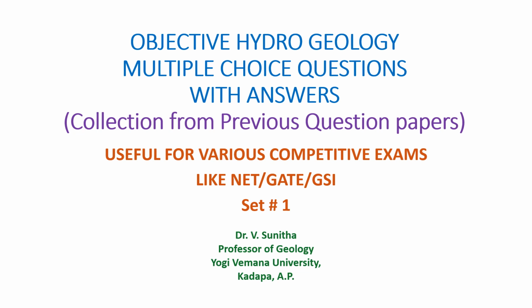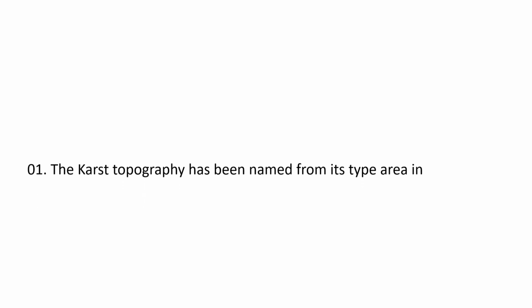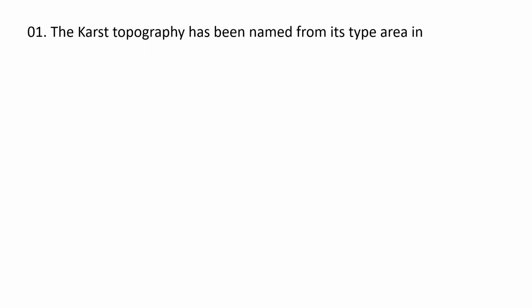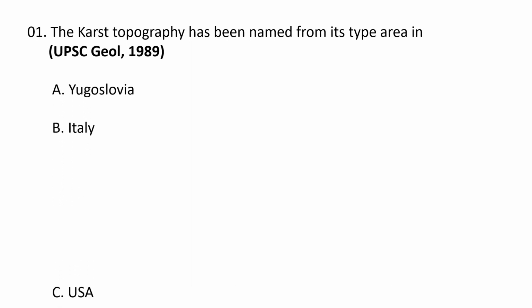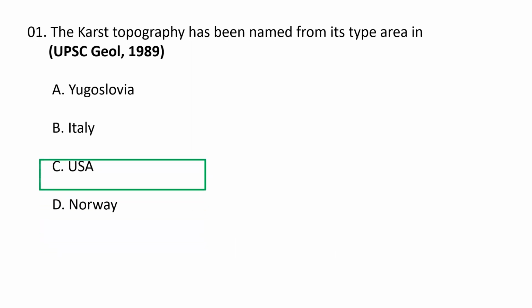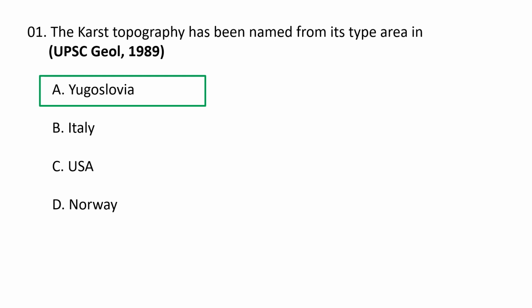Welcome to set 1. First question, the karst topography has been named from its type area in. So actually, from where this karst topography has been named. This was the question asked in UPSC Geologists 1989. So choices are A. Yugoslavia, B. Italy, C. USA, D. Norway. So actually this has been named from its type area in Yugoslavia. So A is the correct answer.